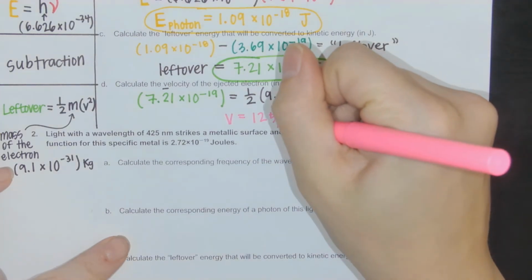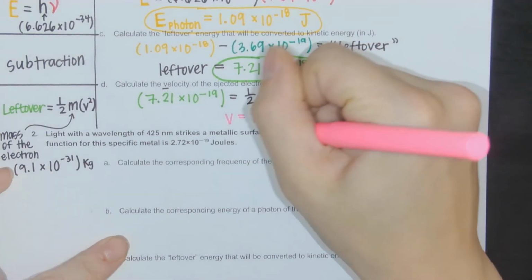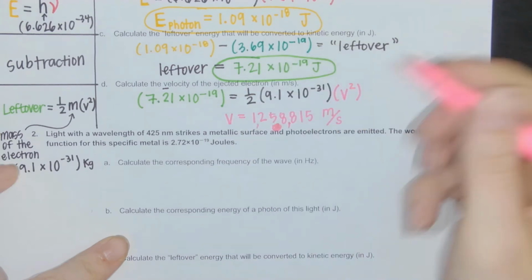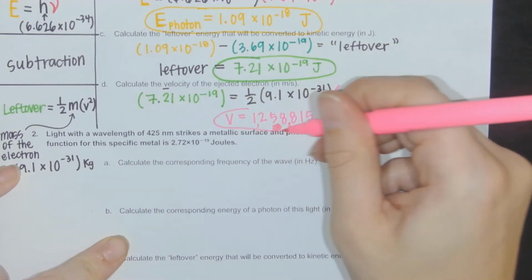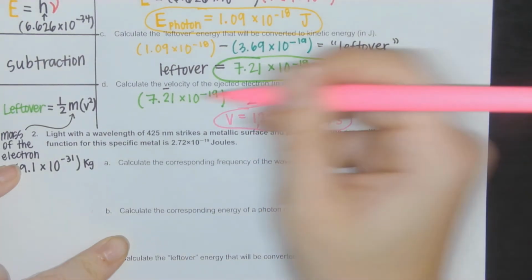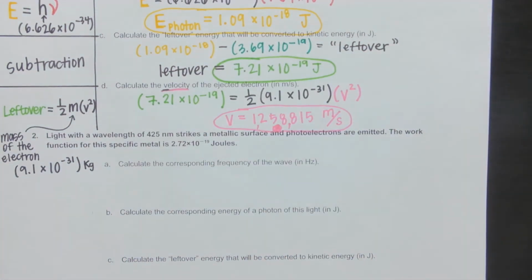Whoops, I just put that in the wrong spot. My bad. Disregard that. So that's the velocity of the electron.